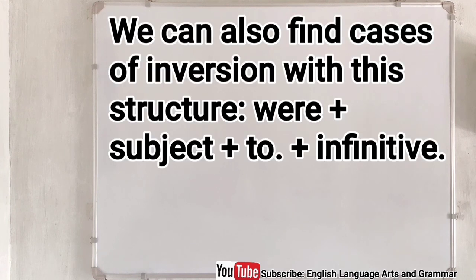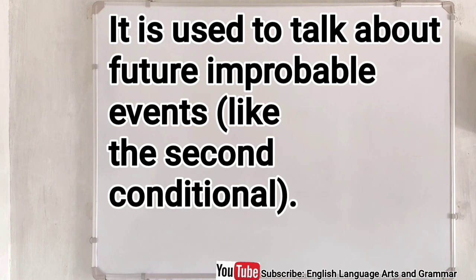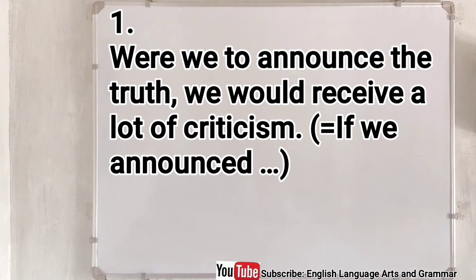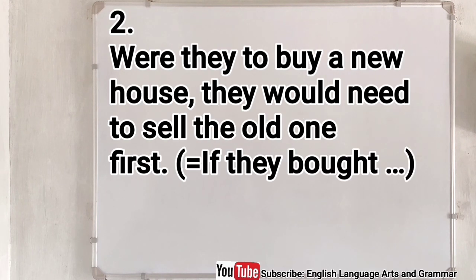Let us learn something about were to announce. We can also find cases of inversion with the structure verb plus subject plus to plus infinitive. It is used to talk about future improbable events. Some examples. Example 1. Were we to announce the truth, we would receive a lot of criticism. Example 2. Were they to buy a new house, they would need to sell the old one first.